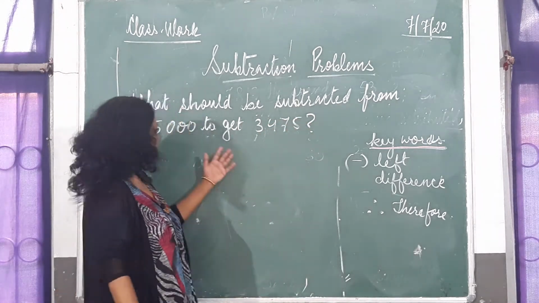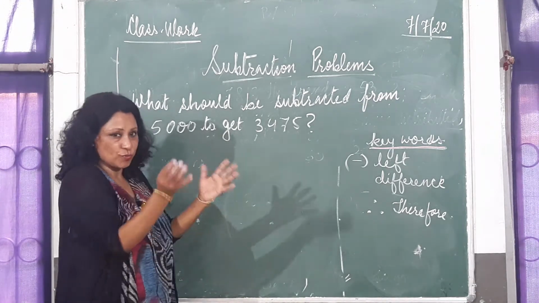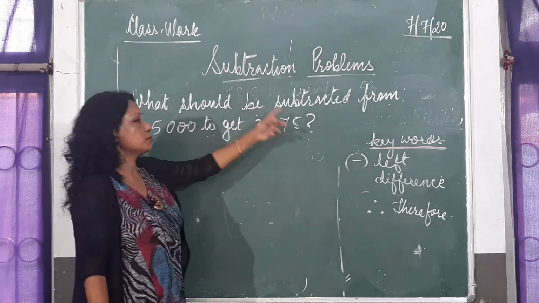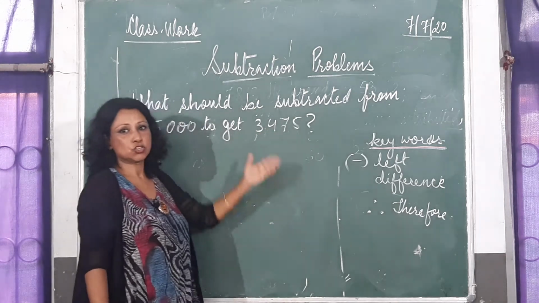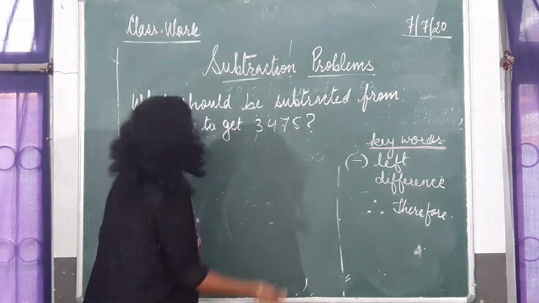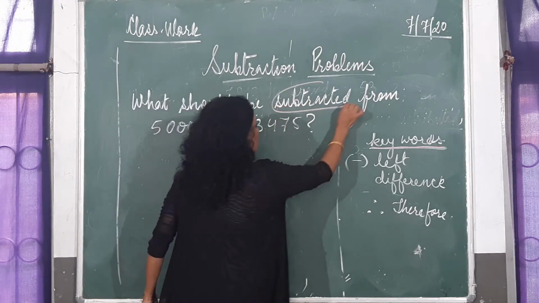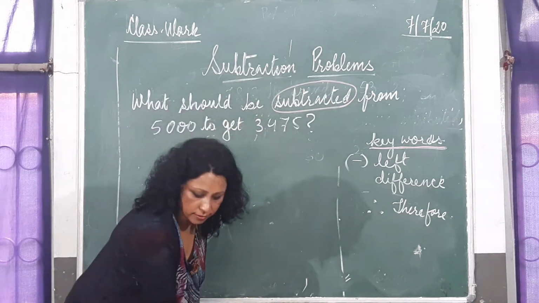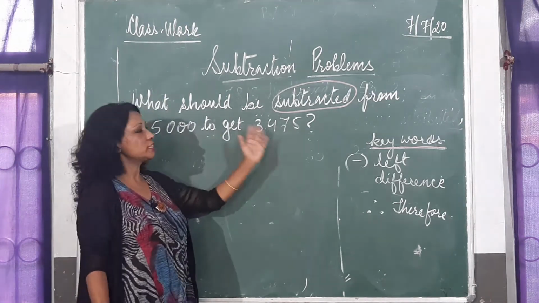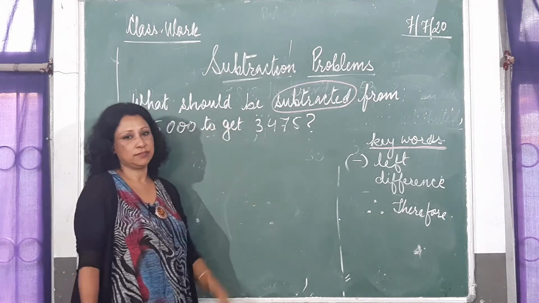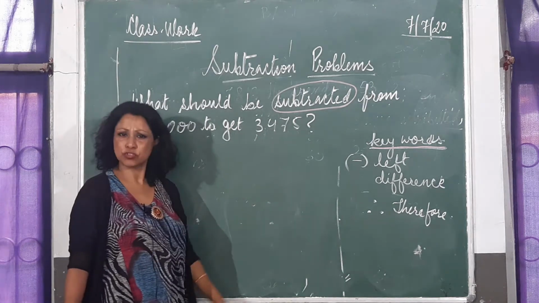Now here, sometimes you might get this also, short one. What should be subtracted from this number to get this? So already the word here is subtracted. Word subtracted is already there. Yes, you don't have to think now. So what you have to do, you have to subtract these 2 numbers. This is another problem. This type of problem also you might get.